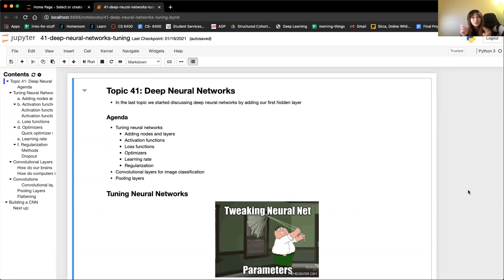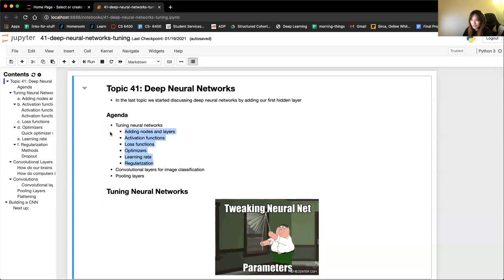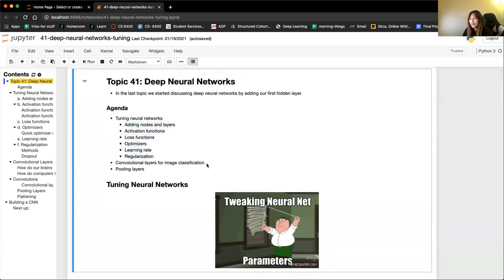You saw that there were a lot of different parameters that we were using. So today we'll get a little bit deeper about what those parameters mean. So today's agenda, we'll talk about all of these things related to tuning neural networks. We will also talk about these two things, convolutional layers as well as pooling layers, and how these work specifically for image classification.